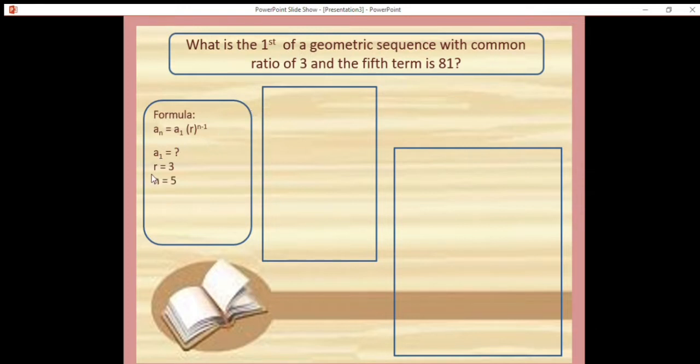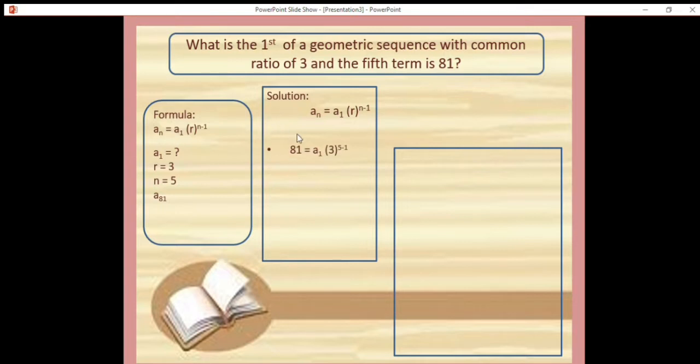And n rather, I'm writing here, sorry, is equal to 5. It's because it is the 5th term. Now, our a sub n is equal to 81. Now, to solve it, we need to copy the formula and substitute all the given numbers.